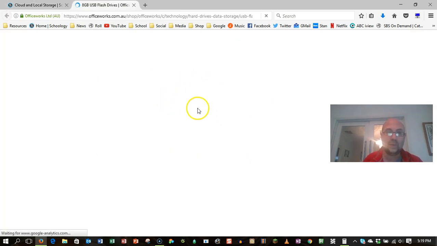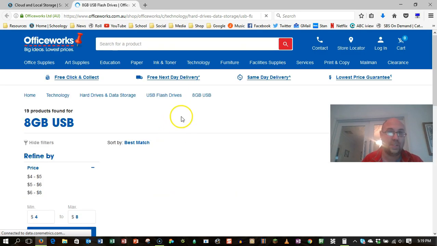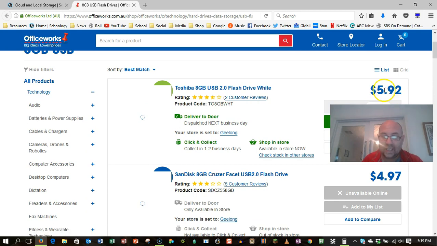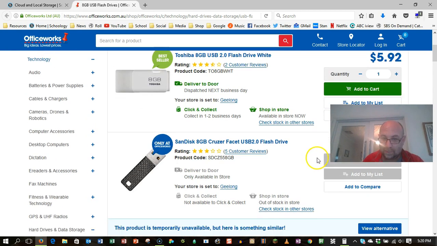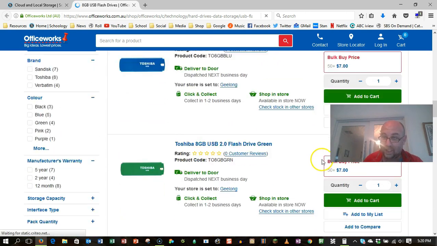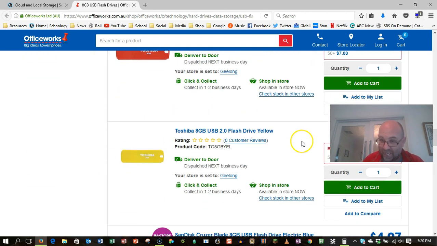So let's follow the link and see how much we actually pay, and we'll do the maths on this one. So here we go. Here on Officeworks, that's my dog you can hear barking in the background. Here we go. 8 gigabyte drive, about $6, about $5, about $5, about $5, about $5, $8. So we could use a price from sort of 5 to 8. Let's do both of those.